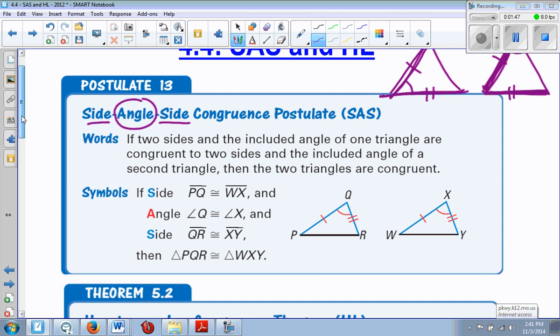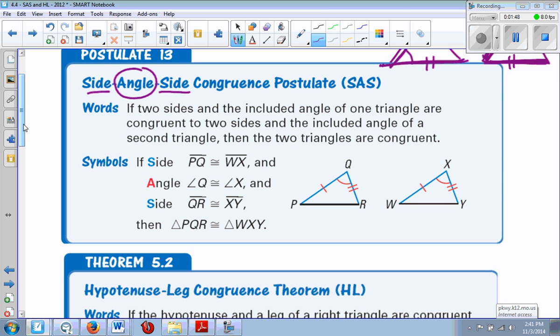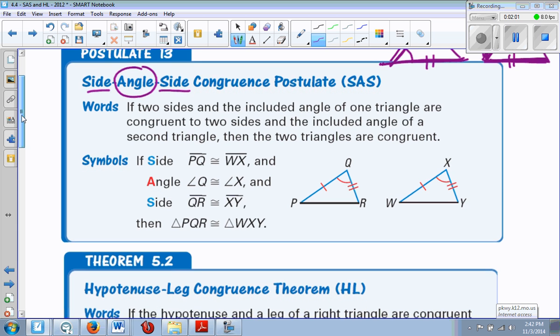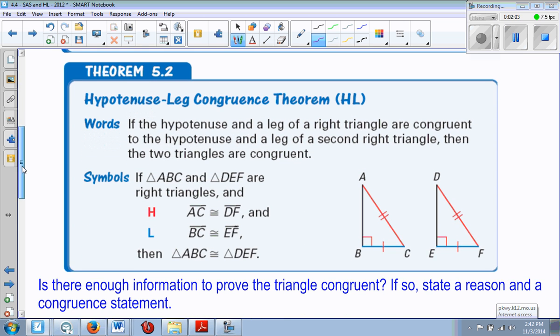So what you're still looking for, if you notice, is 3 congruencies. Instead of looking for 3 congruent sides in these problems, you're instead looking for 2 congruent sides and an angle in between. Now, if we scroll down a little bit, we notice that there's a second theorem here. It is called hypotenuse leg congruence. HL requires 3 things, just like the other theorems. However, it only requires 2 congruences.